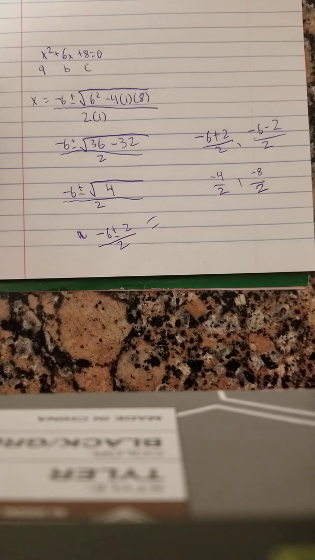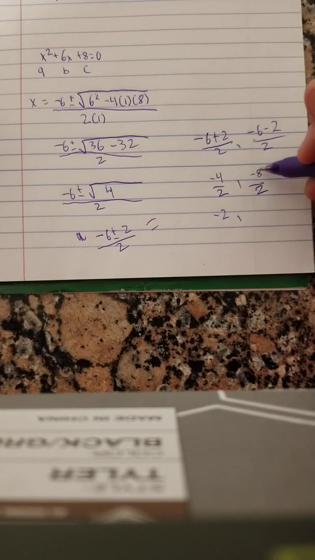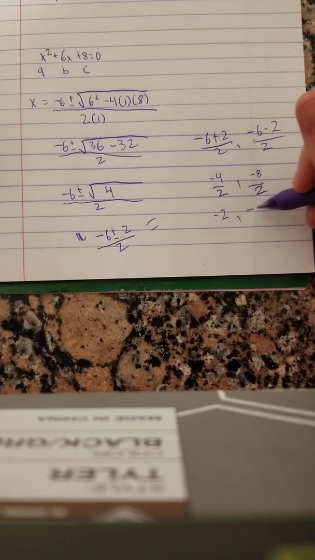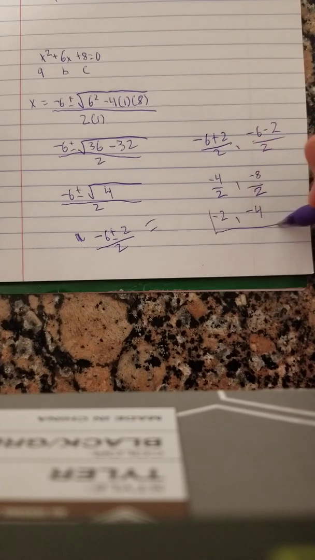Okay? And then what we're going to do is just solve that for the answer. So negative 4 over 2 is going to give us negative 2. And then negative 8 divided by 2 is going to give us negative 4. And there's your answer. Negative 2, negative 4.